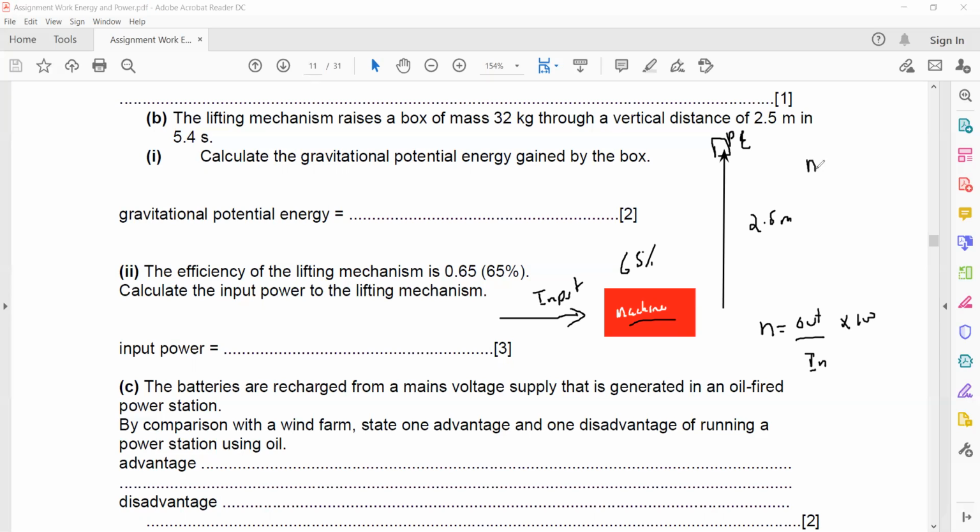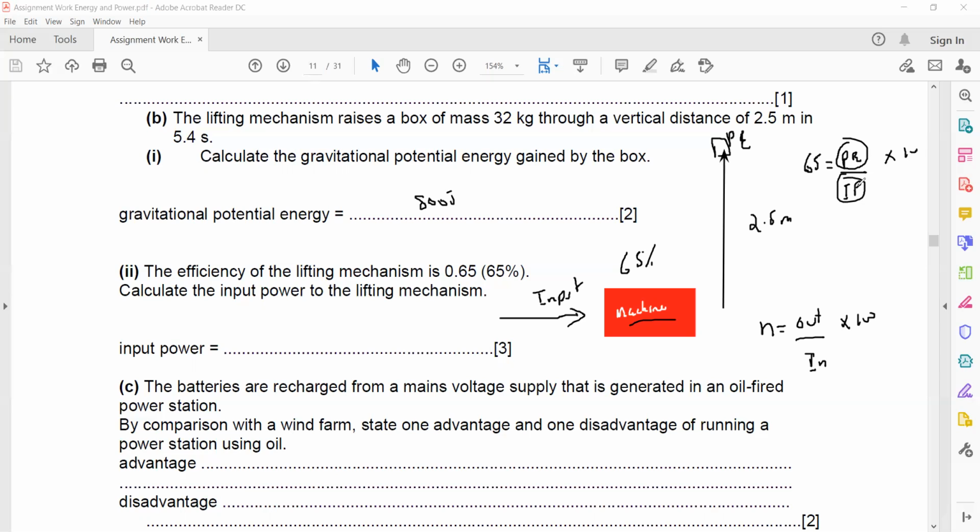The output is potential energy divided by the input, which you are finding, multiplied by 100. So the efficiency of this machine is 65. The potential energy you calculated in the previous part was 800. So you just have to substitute the value 800 here and find the input energy.